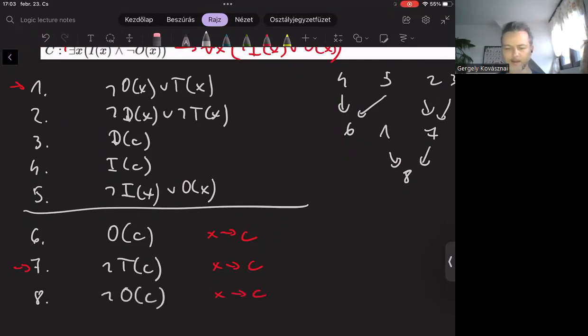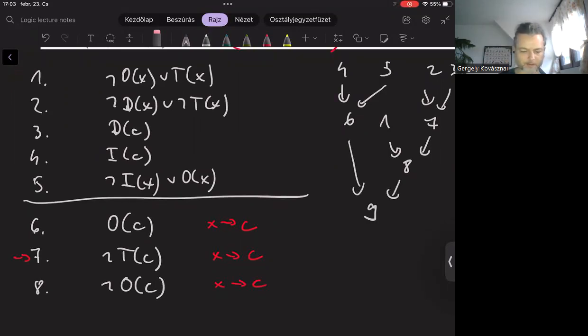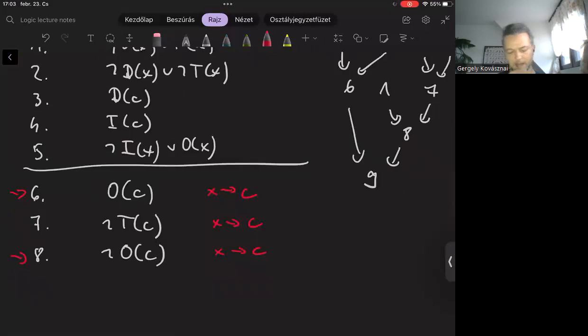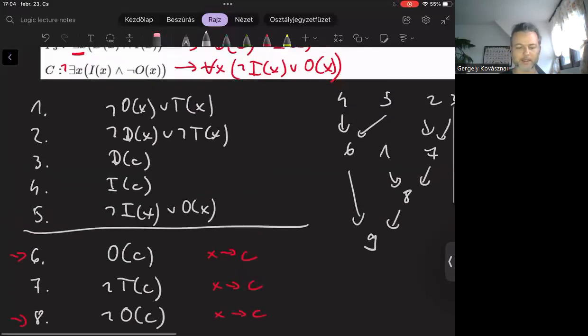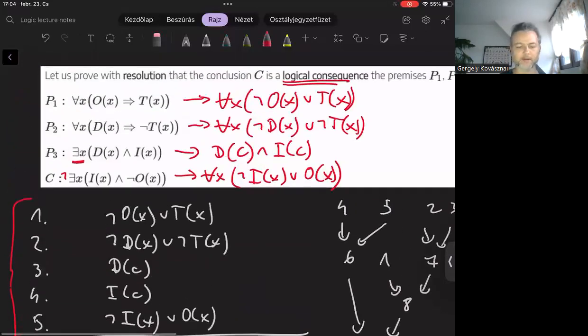And I think now we can see where we are going. We are picking clause number 6 and 8. Clause number 6 is O of C, clause number 8 is not O of C. So of course, if you resolve those two clauses, then you get the empty clause. And I would like to highlight the fact that we don't need any unifier for that. So we derive the empty clause, and you know what it means. It means that the input clause set is unsatisfiable, which also means that the original conclusion formula is a logical consequence of the premises.